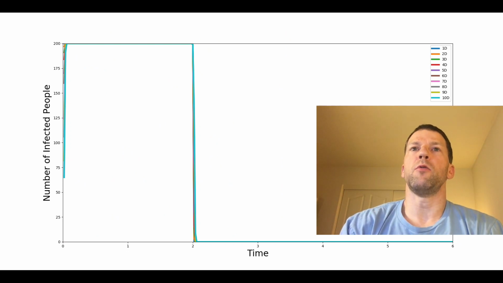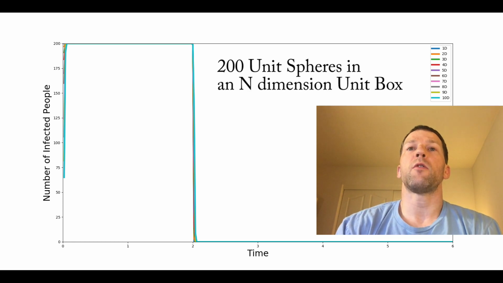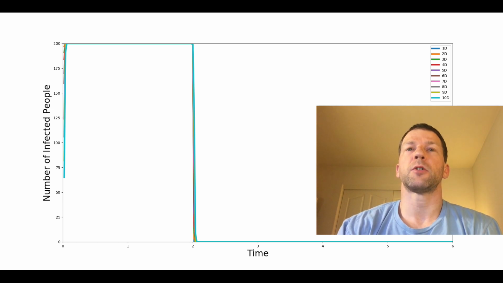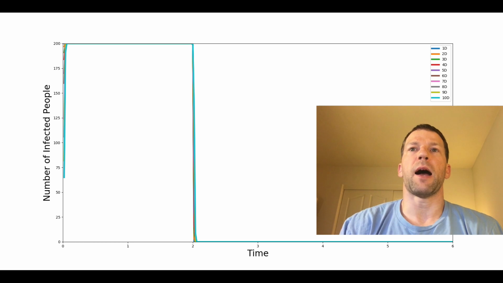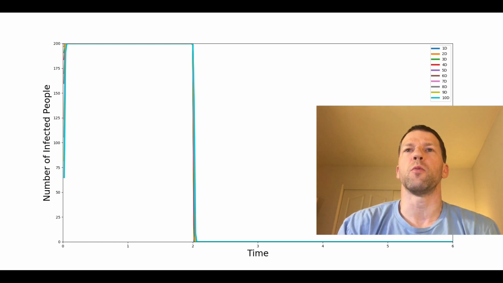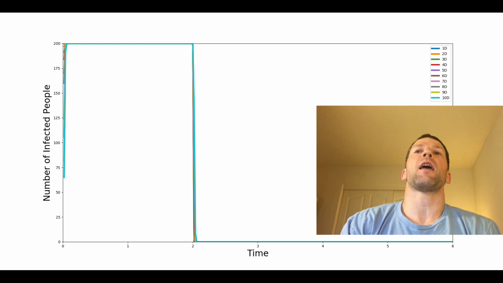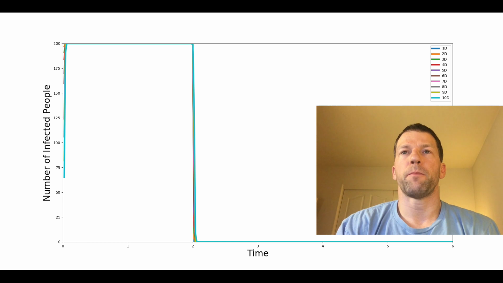Okay, this result blew my mind. We have a unit box. The size of each dimension is length 1 in the X, Y, Z dimension, in every dimension as we keep going up. So what I'm going to do now is make the balls have radius 1. So in low dimensions, the balls are completely filling the box. And we're going to see this top hat kind of feature where they infect everybody right away, wait for 2 days, and then everybody heals.